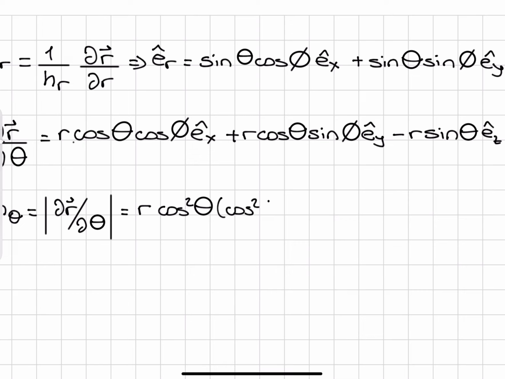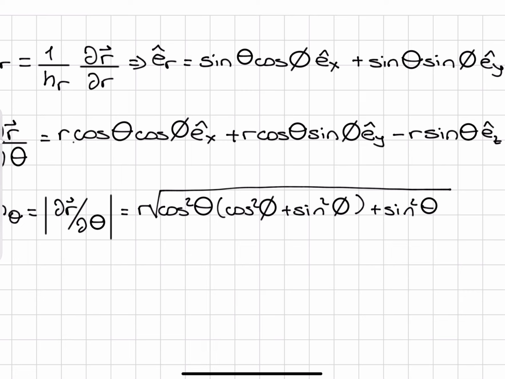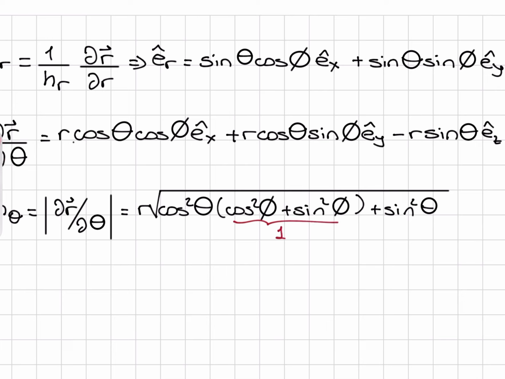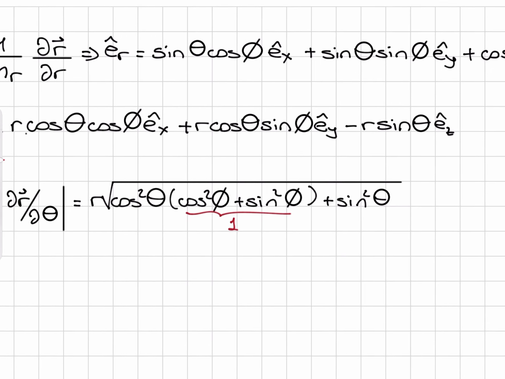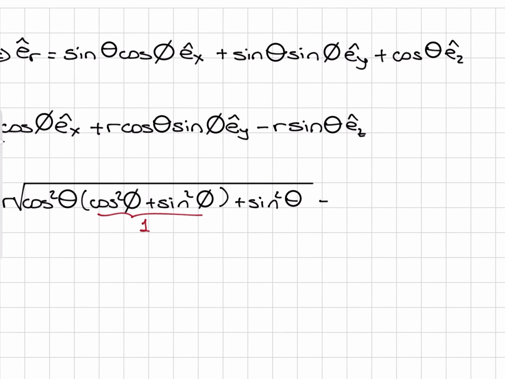Then in the parentheses I have cosine square phi plus sine square phi. So I'm taking the x component square, y component square, and z component square, sine square theta, and this is all inside the square root. And once again, cosine square plus sine square is equal to 1, and I have the same thing going on here. Therefore, at the end, I obtain the scale factor h sub theta is equal to r.